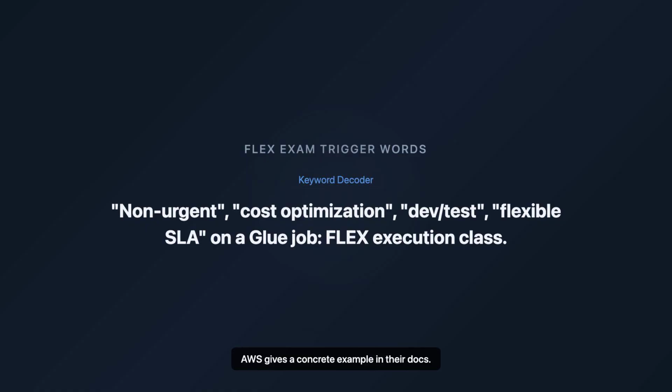Amazon Web Services gives a concrete example in their docs. A 60 DPU job running for 20 minutes costs 88 cents on standard, but only 58 cents on Flex. That's the 34% in action.